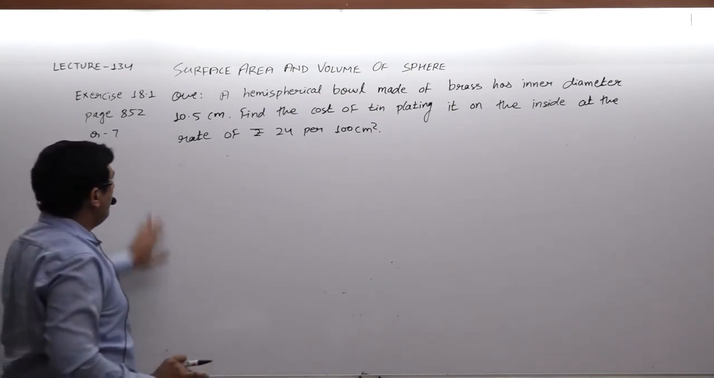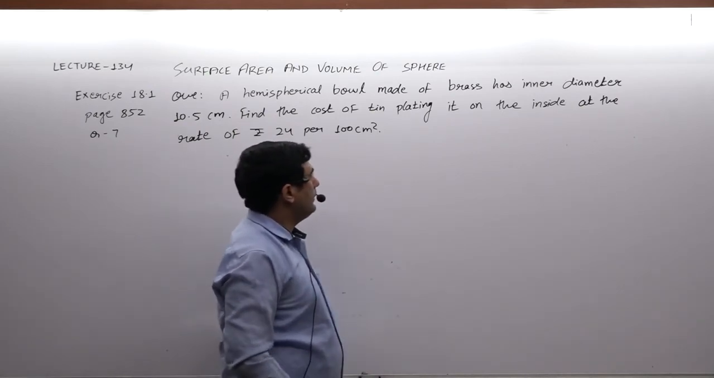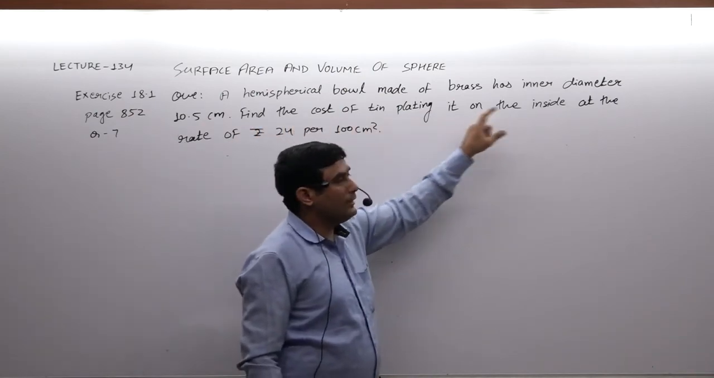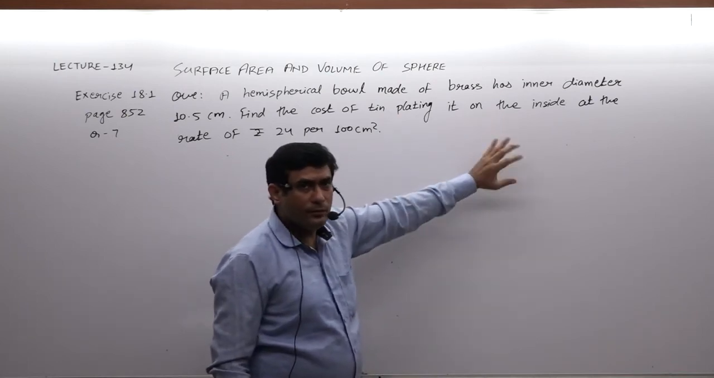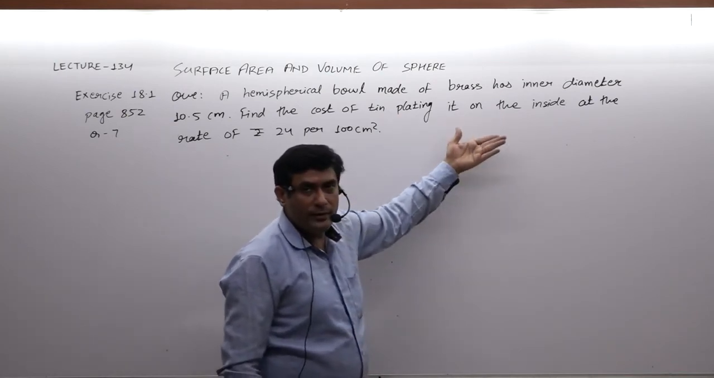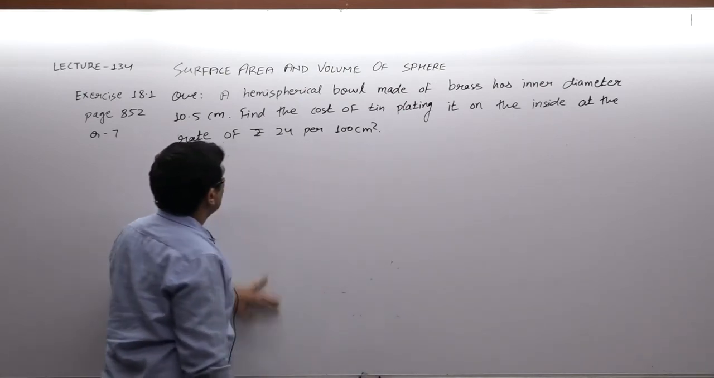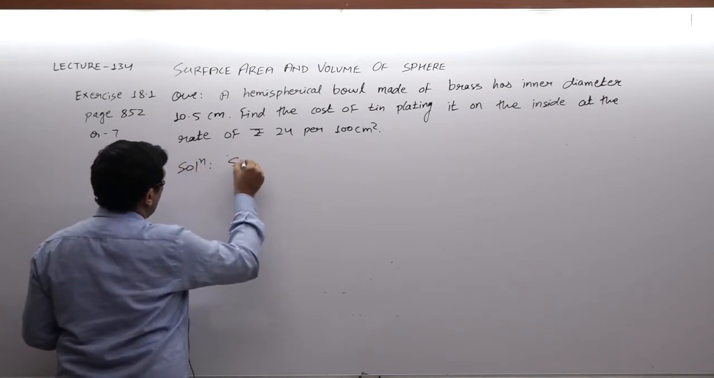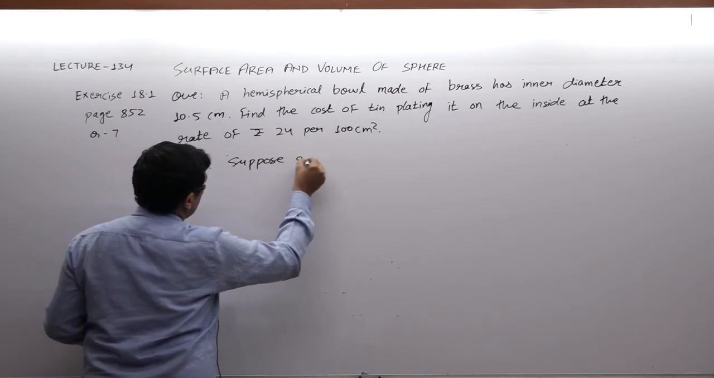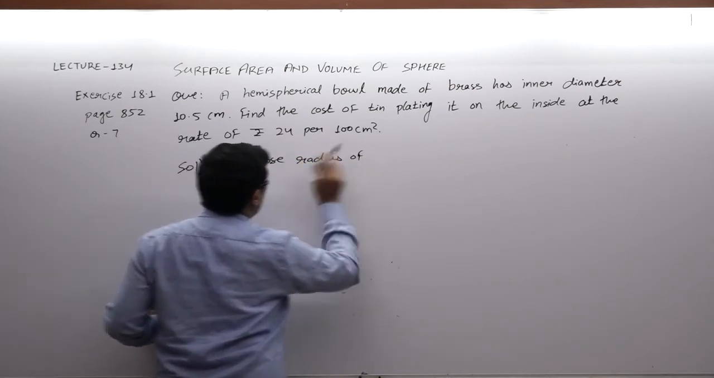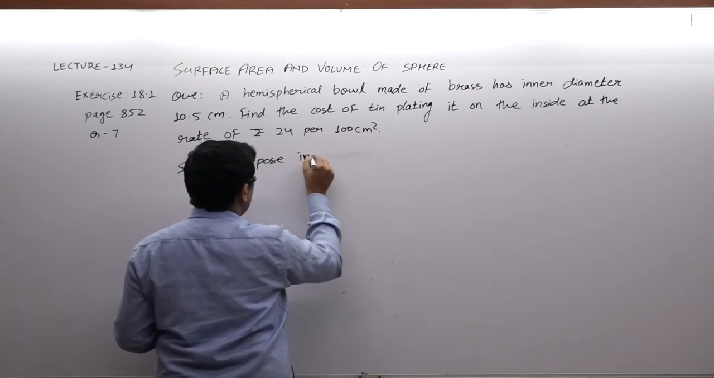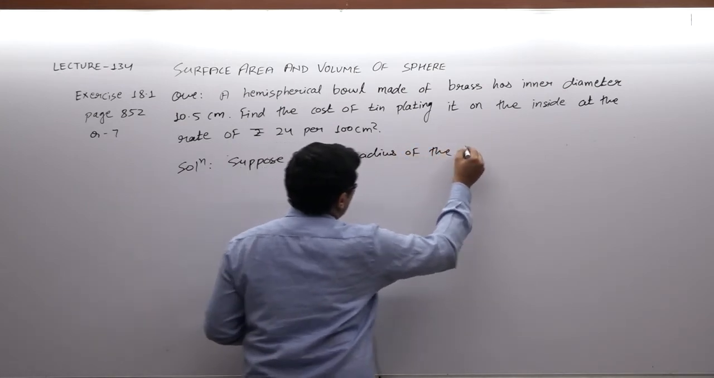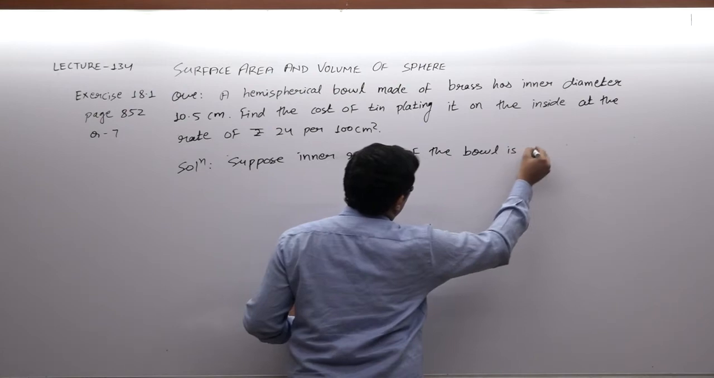Okay, so here we have a hemispherical bowl made up of a metal, that is brass, which has this inner diameter. We have to find the cost of tin plating it on the inner side. Okay, so inner diameter is given, so we can find the cost of plating. That means we have to find the inner CSA at the rate of rupees 24 per 100 centimeter square. So let us see its solution. Suppose the inner radius of the bowl is r centimeter.